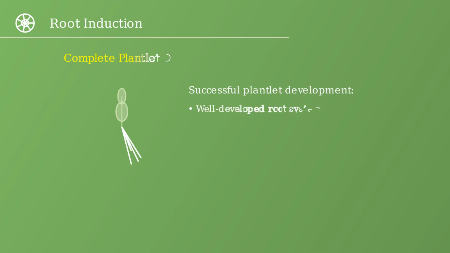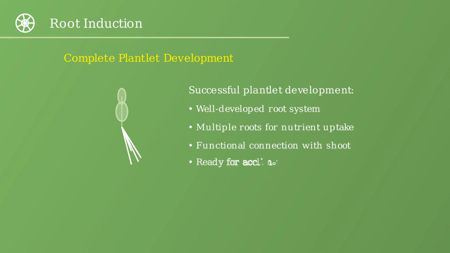The end result of successful root induction is a complete plantlet with a functional root system connected to the shoot. These roots will allow the plant to absorb water and nutrients independently. A well-rooted plantlet represents the final stage before acclimatization to soil conditions, bridging the gap between in vitro and in vivo environments. After successfully inducing roots, the complete plantlets are ready for the next critical phase, acclimatization to soil conditions.